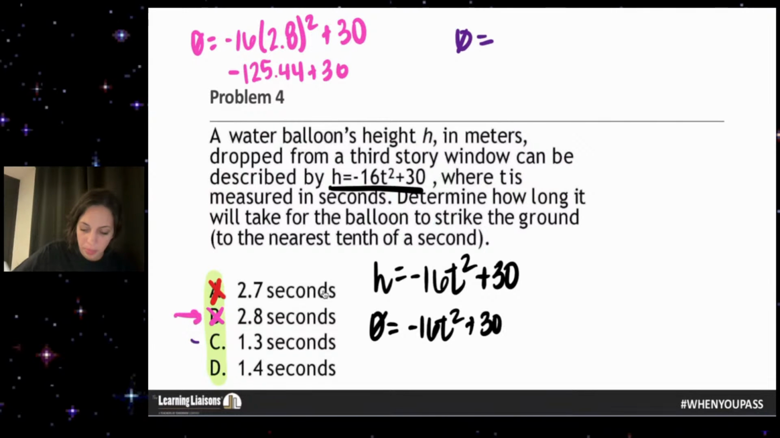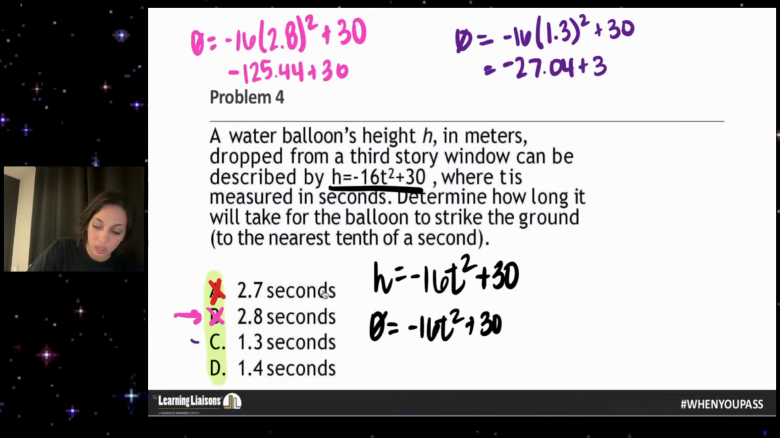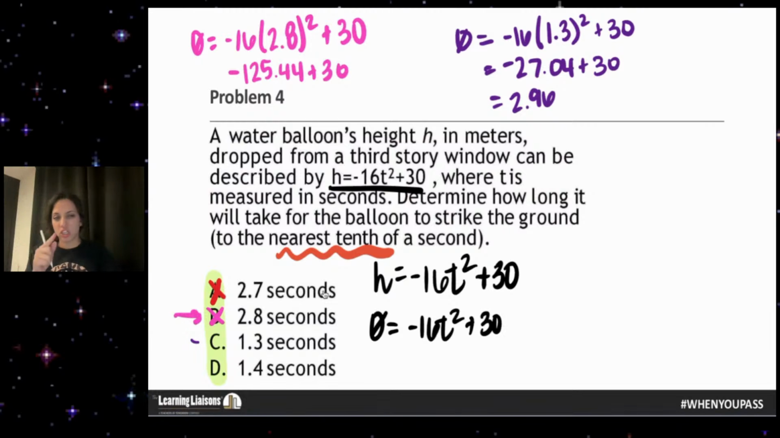0 equals -16 times 1.3 squared plus 30. 1.3 times 1.3, 1.69 times 16, -27.04 plus 30. We are getting closer. So this equals 2.96. But I'm going to do the next one just to see, because remember, it said round to the nearest tenth. And so I want to make sure I'm not too far off.